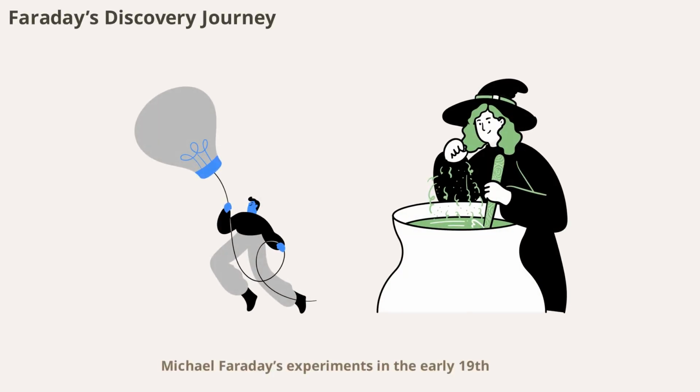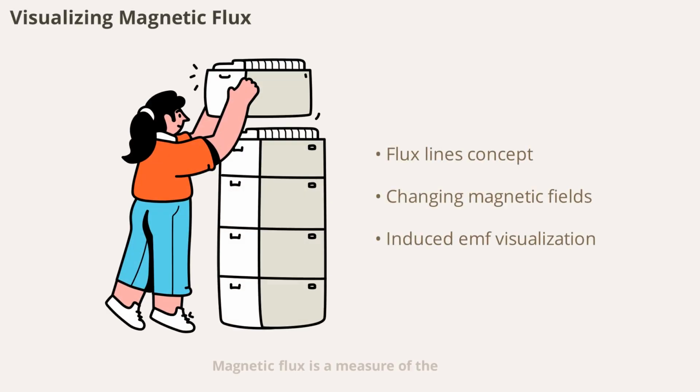Michael Faraday's experiments in the early 19th century revolutionized our understanding of electricity and magnetism. By moving magnets through coils and observing the resulting currents, Faraday demonstrated that electricity could be generated from magnetism. His meticulous work laid the groundwork for the development of electric generators and transformers, changing the course of science and industry forever.